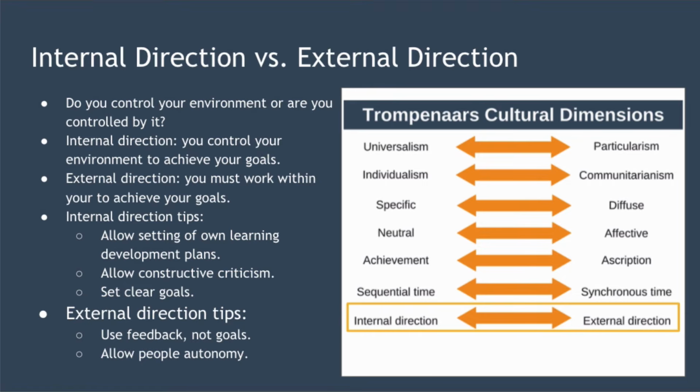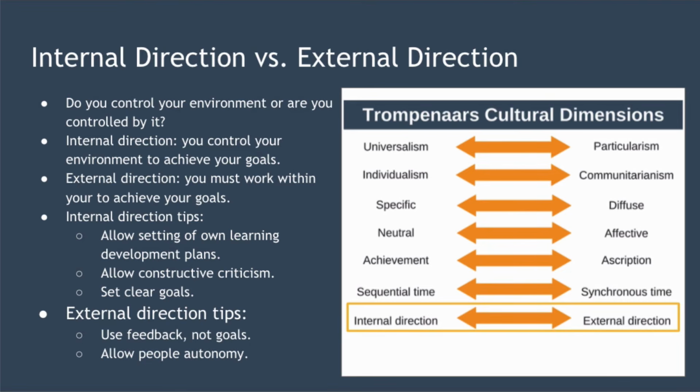Alternatively, in an external direction culture, people believe that they must work with their environment to achieve their goals. So in these cultures, winning isn't as important as maintaining strong relationships. They focus on environmental factors. So for example, making strong relationships to achieve their goals. So examples of these types of cultures include China, Russia, and even Saudi Arabia.